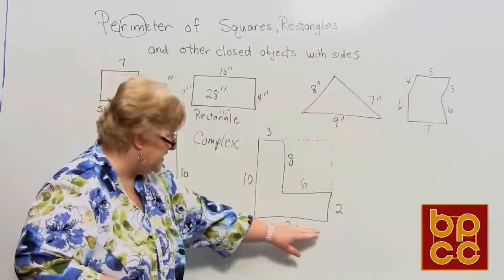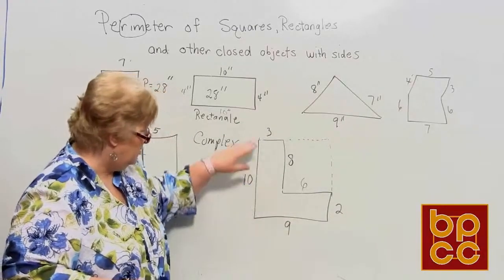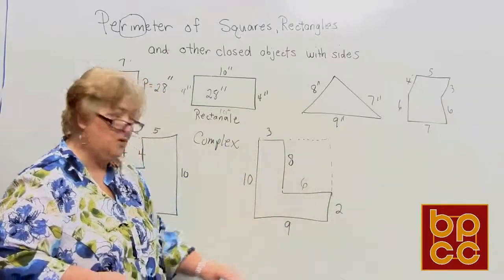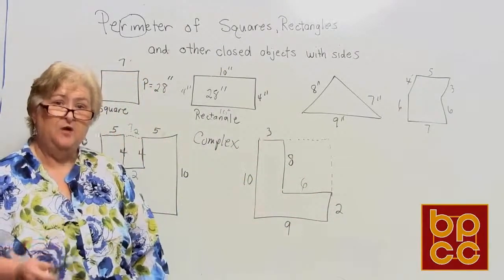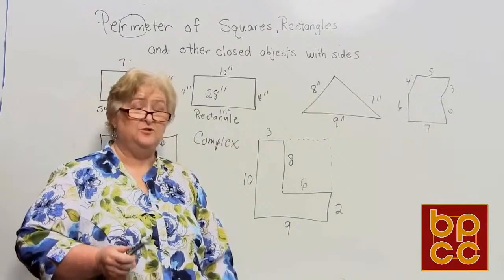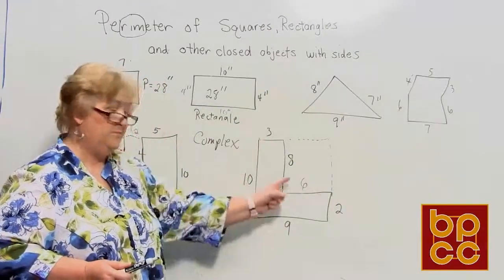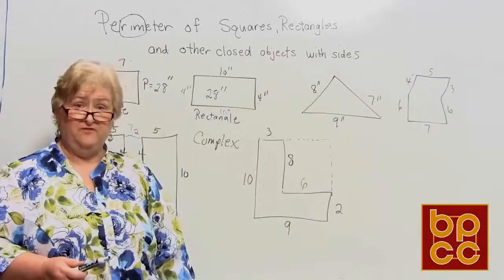And horizontal 9, horizontal 3, and horizontal 6 add up to horizontal 9. And now the only thing left to do to get the answer to complex perimeter is what? Add up every single number for all the sides that we have identified. Okay?